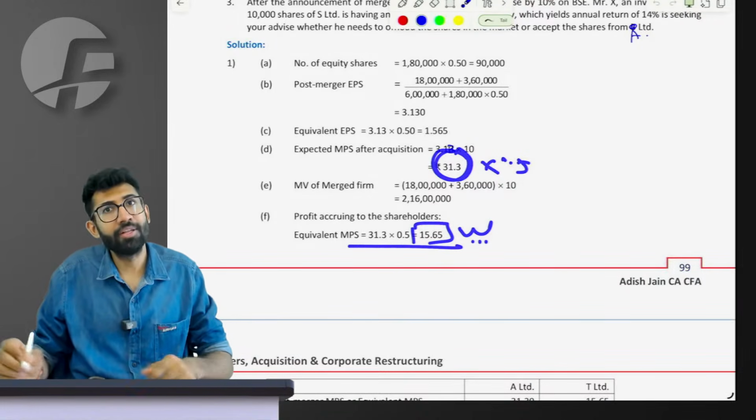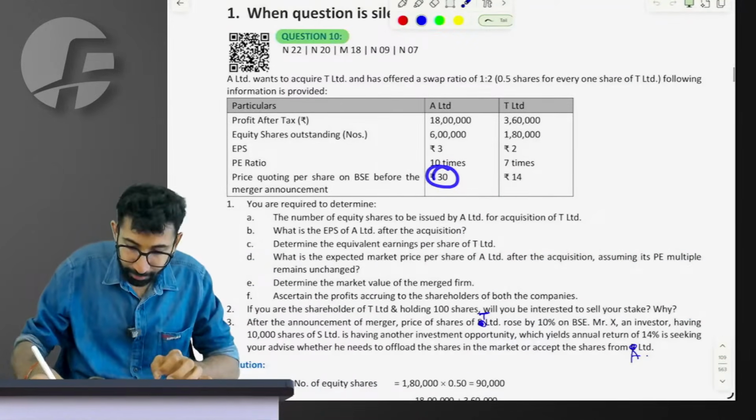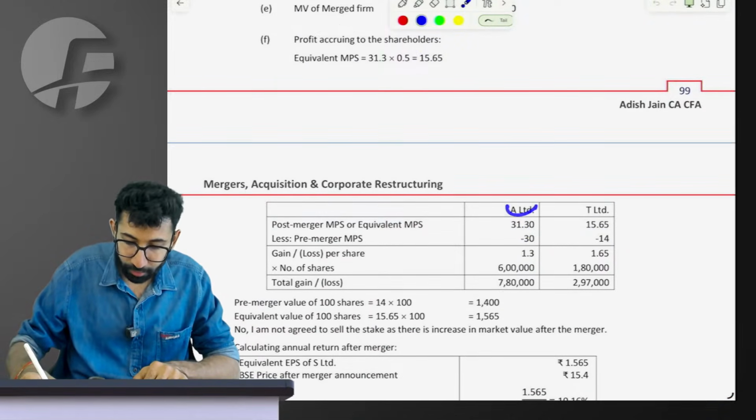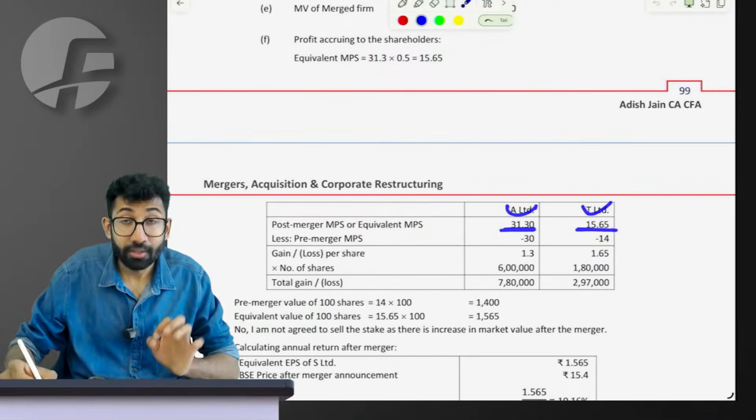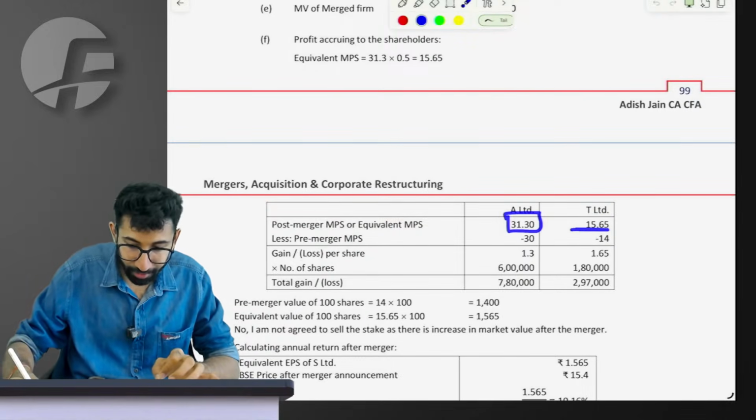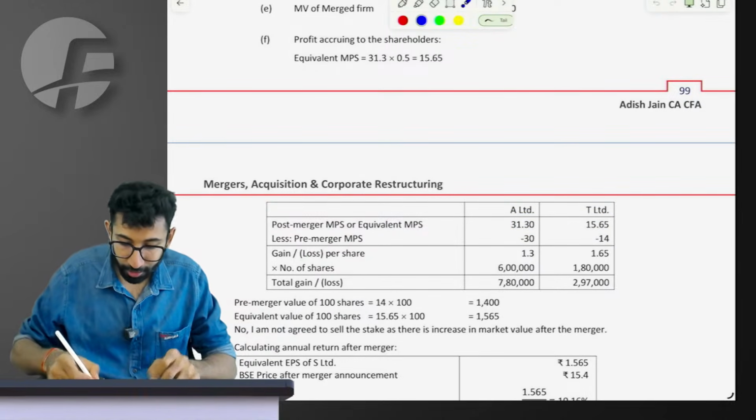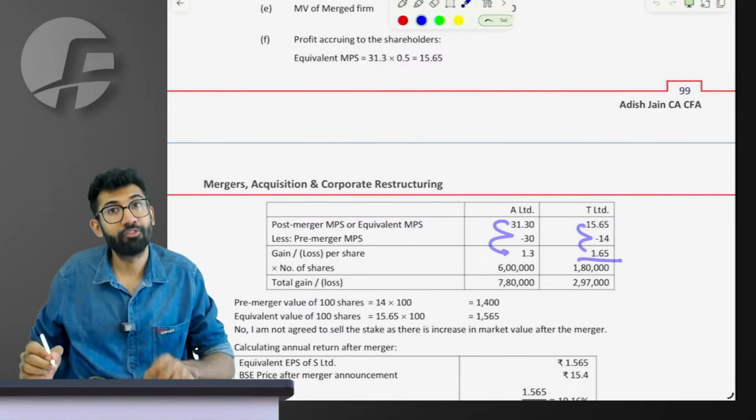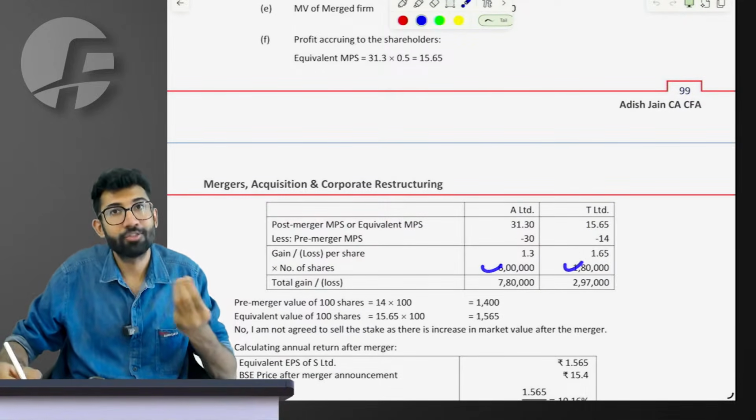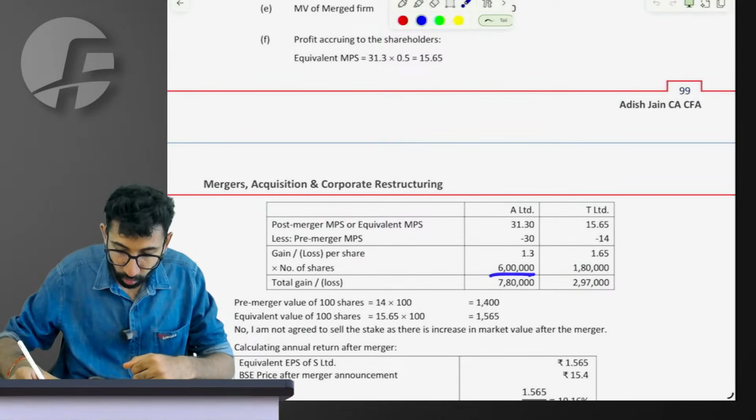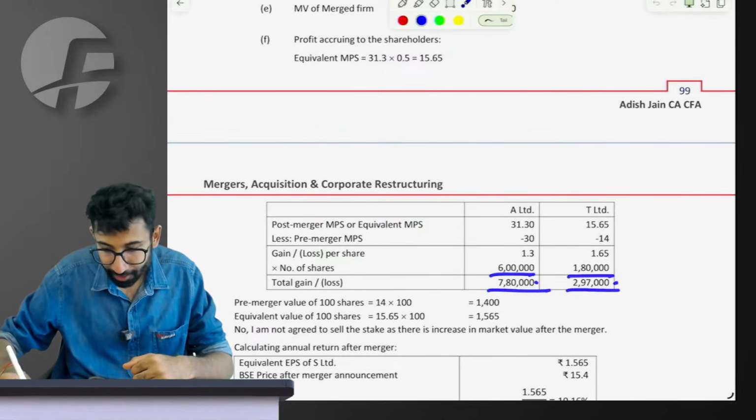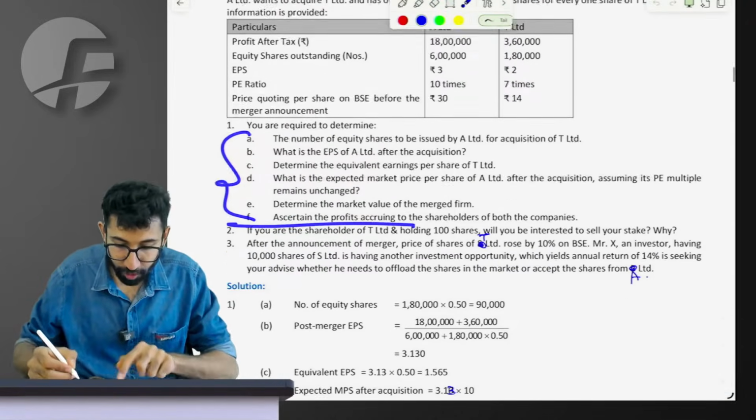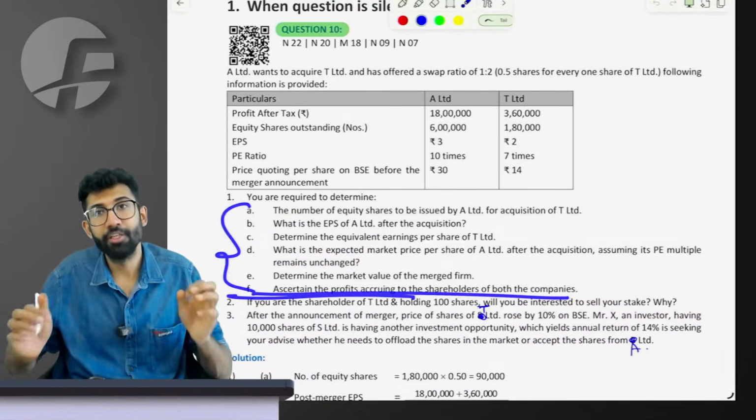All right, sir. Now let's compare pre with post. Pre-merger MPS 30 and 14. Yes, sir, 30 and 14. Compared with post-merger MPS of 31.3, equivalent is 15.65. So on a per share basis, how much is the amount of gain or loss? Sir, it is 1.3 and it is 1.65. Multiplied by 6,00,000 and 1,80,000, the pre-merger numbers of shares, gives me the total gain in terms of value as 780 and 297.